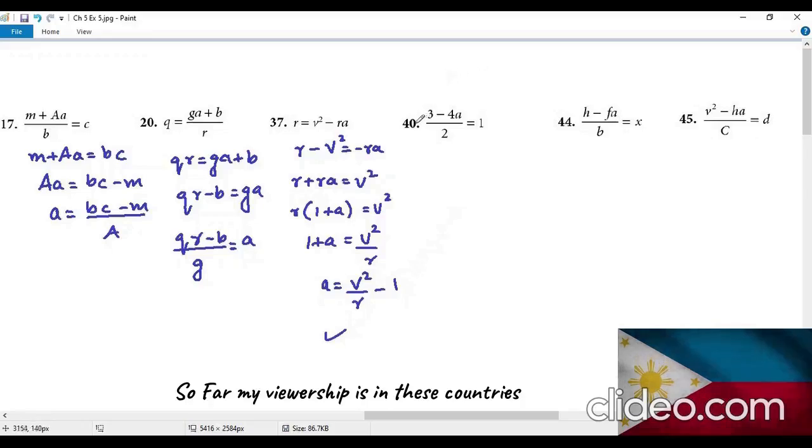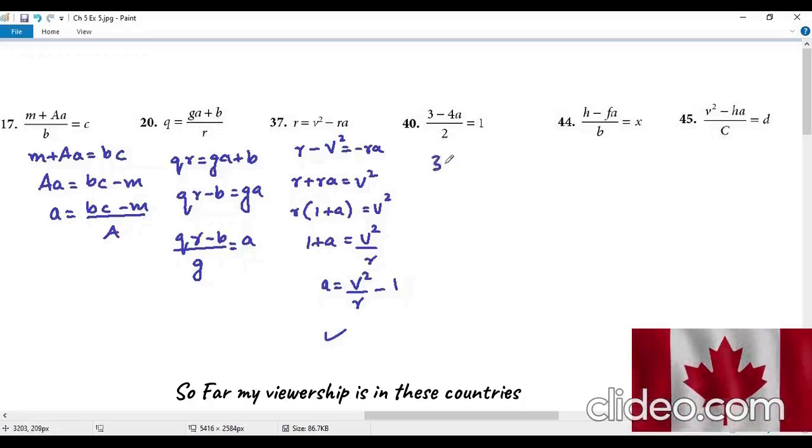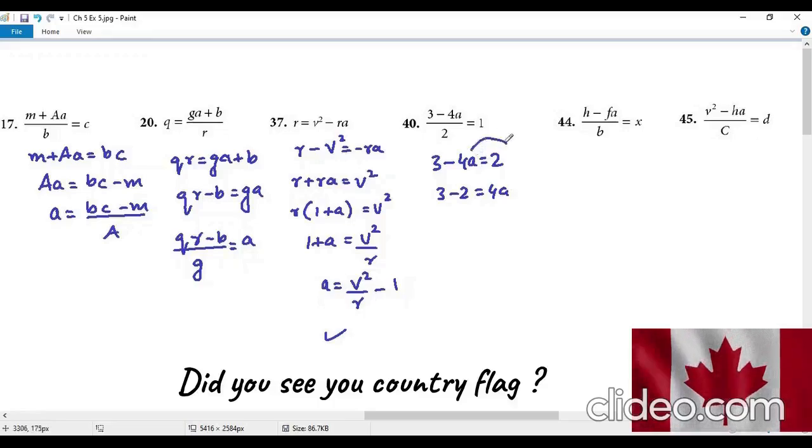When it comes to question number 40, it says 3 minus 4a equals 2. 2 is going to be multiplying by 1, and 3 minus 2 equals 4a. 4 is going to go to the other side and becomes positive, and 2 is going to come to this side and becomes negative. So 3 minus 2 is going to be 1, and 4a, that means a equals 1 over 4.